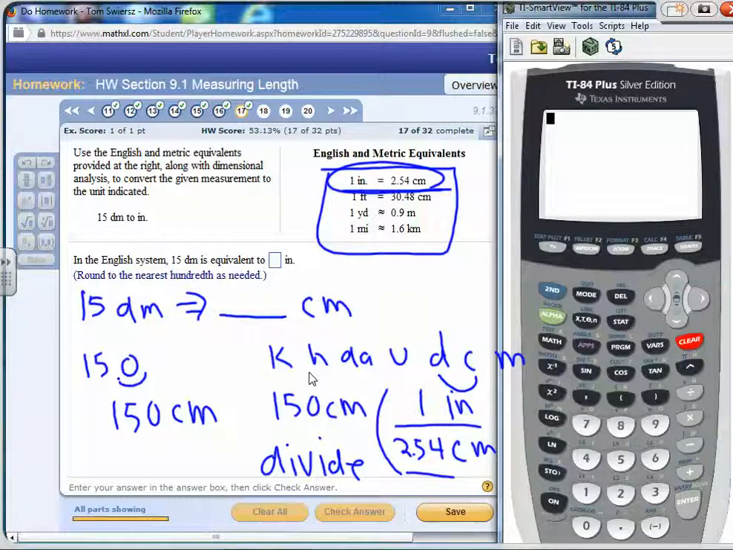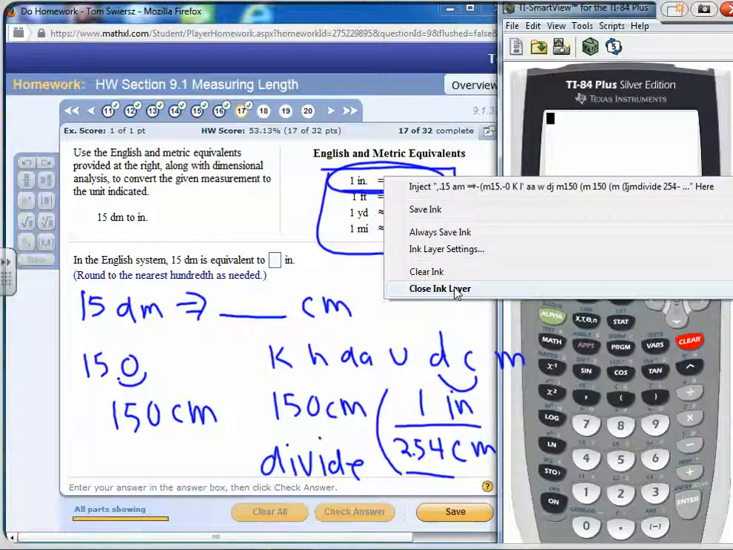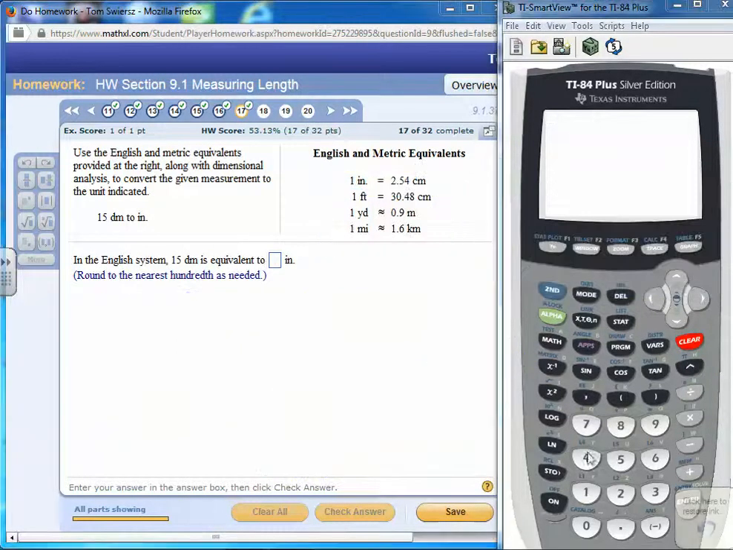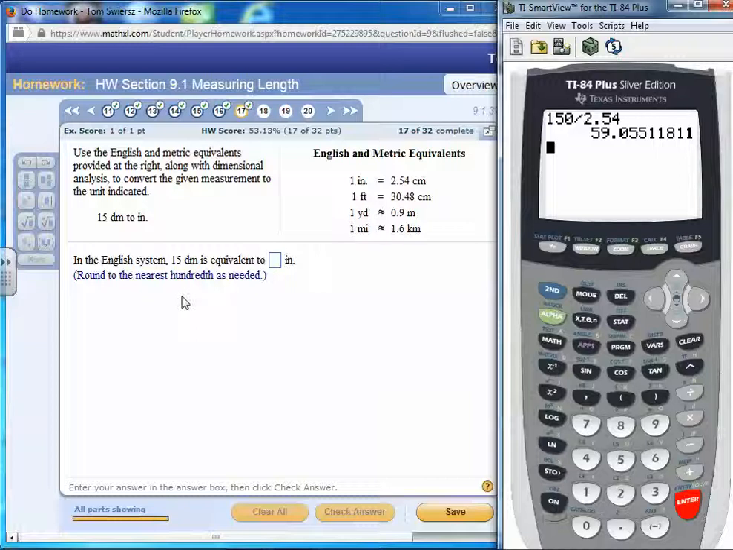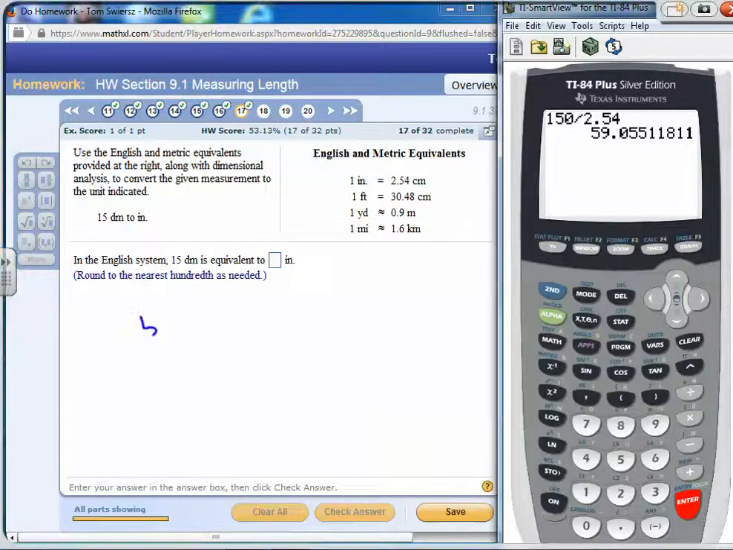So again, we converted from decimeters to centimeters, and then centimeters to inches. So it's 150 centimeters, which we converted from decimeters, divided by 2.54 to convert to inches, and to the nearest hundredth, 59.055. The 5 in the thousandths would round the hundredths up to 59.06.